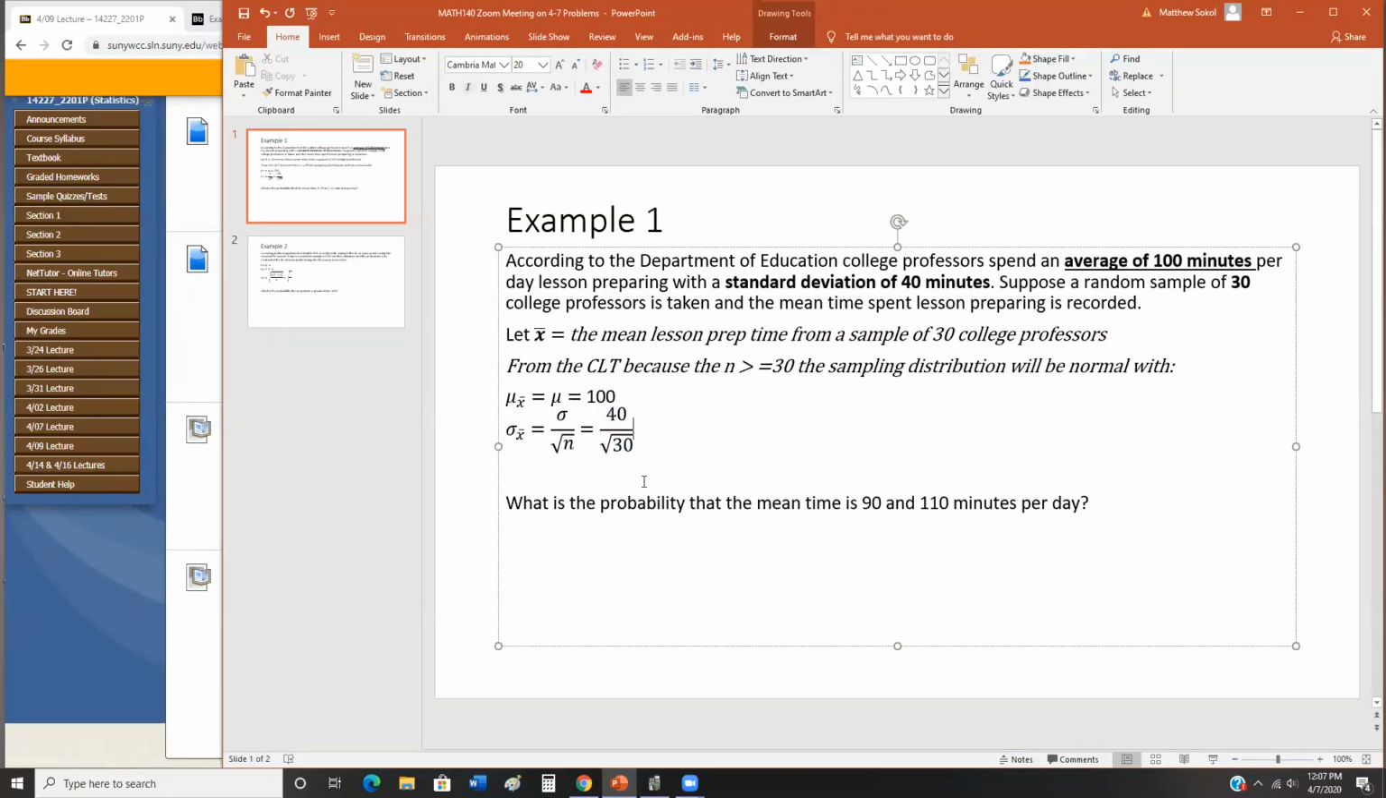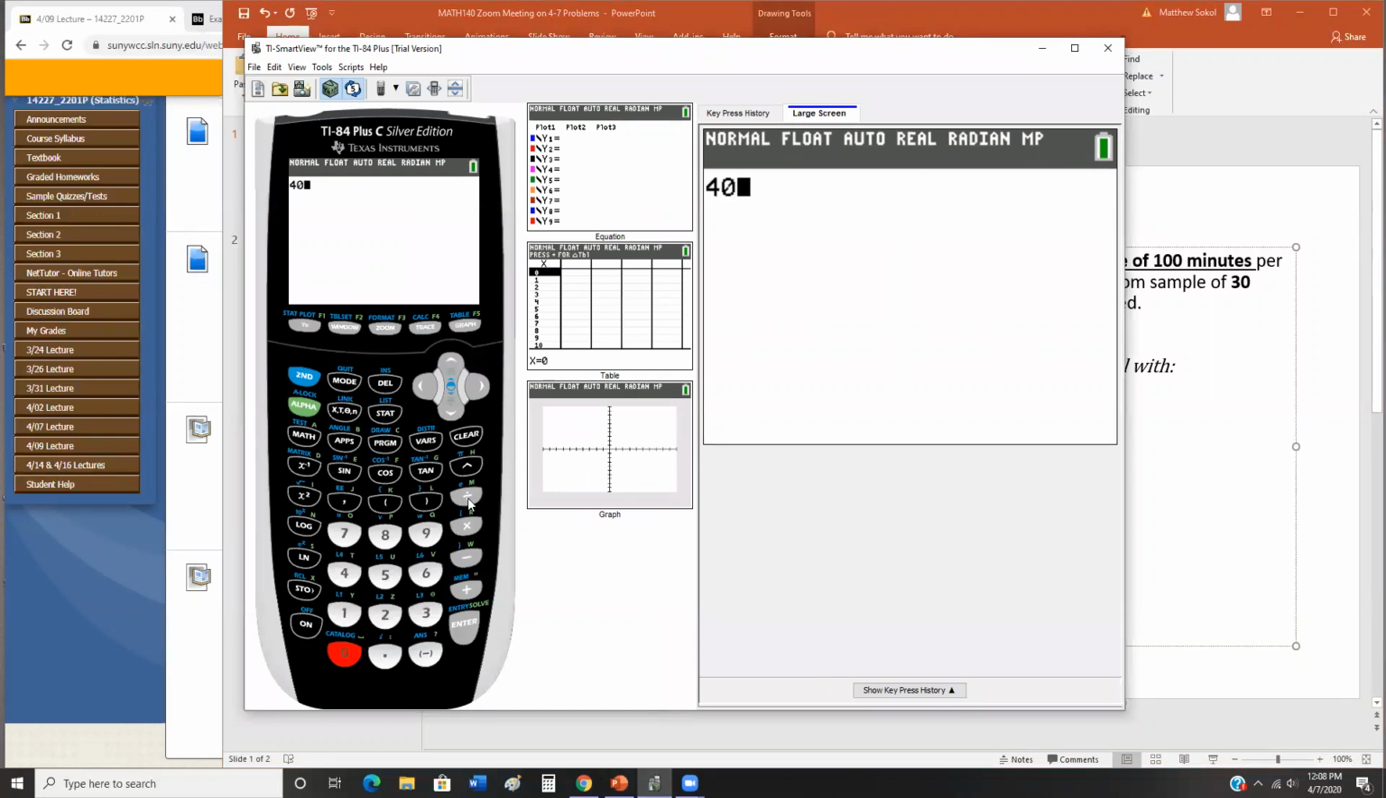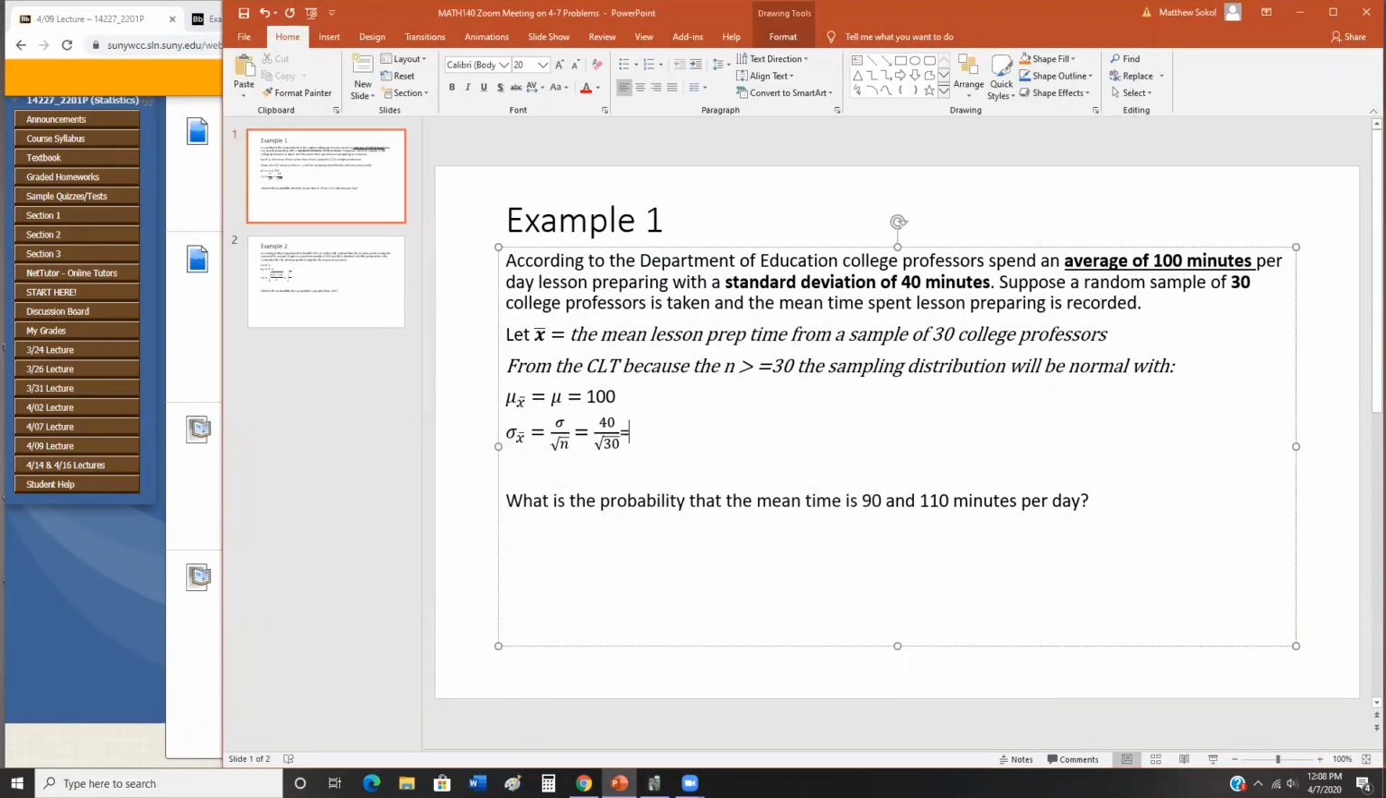So let's grab our trusty calculators. We're going to take 40 divided by the square root of 30. And this right here is our standard error. So I'm going to round this to just one decimal place. This is 7.3.